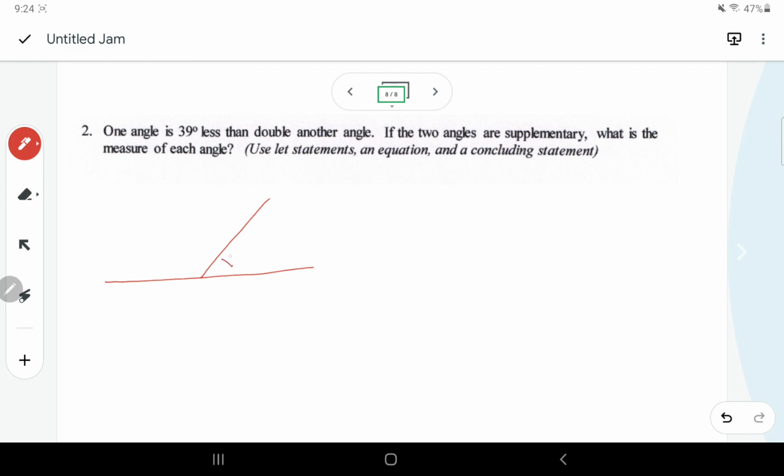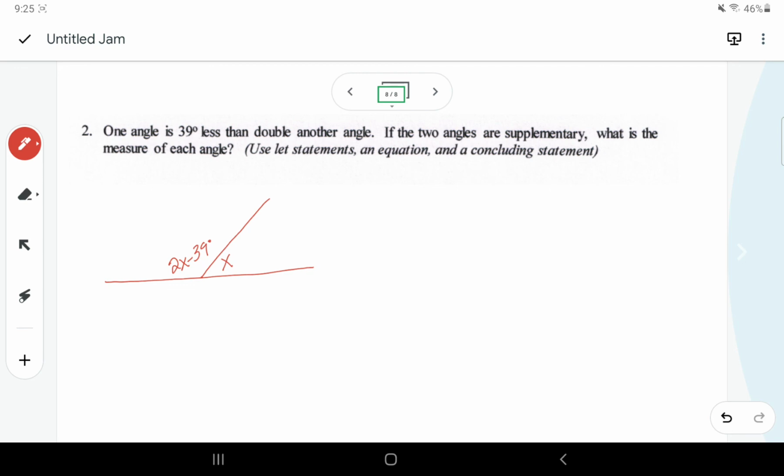So if one of my angles is, let's say, X, what would the other angle be? 39 less than double. What's an expression for that? 39 less than double. Double something, 2n minus 39. Yep. So we've got 2 times the other angle minus 39. So this is a little bit harder, right? This is kind of a thinking question. Can you draw it out yourself?